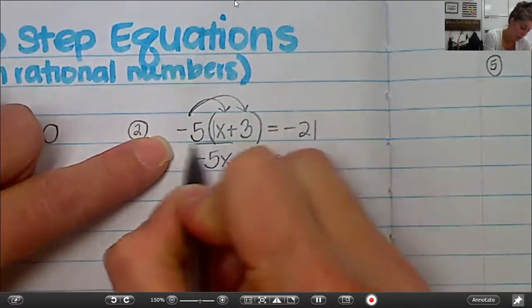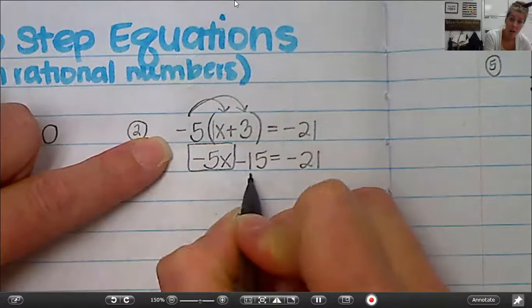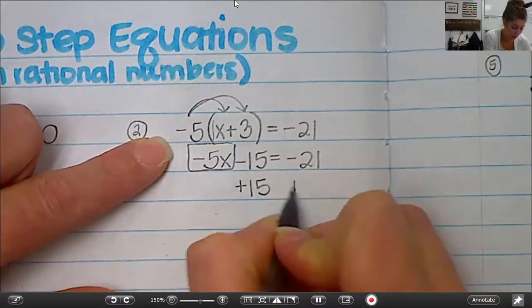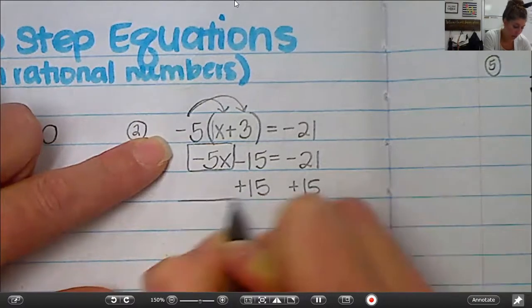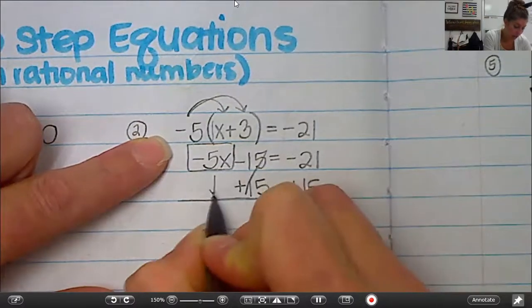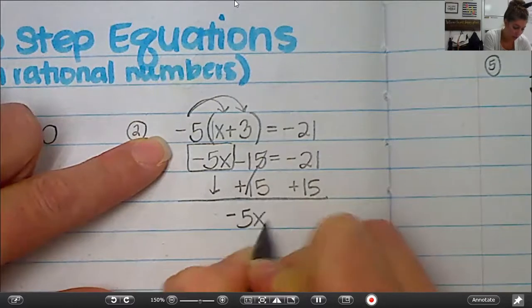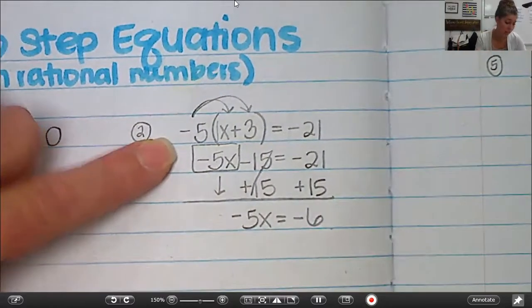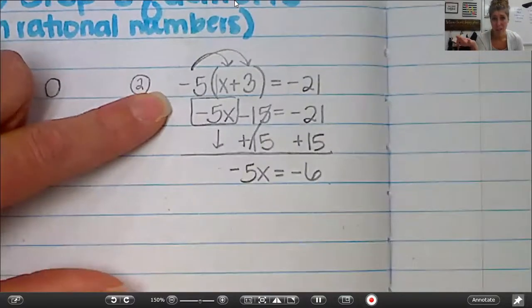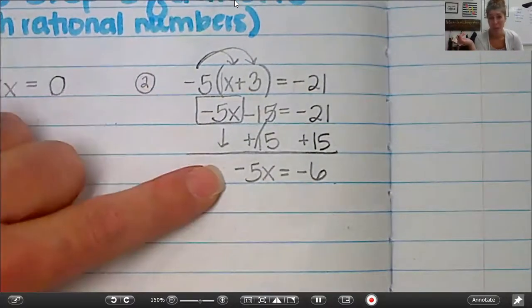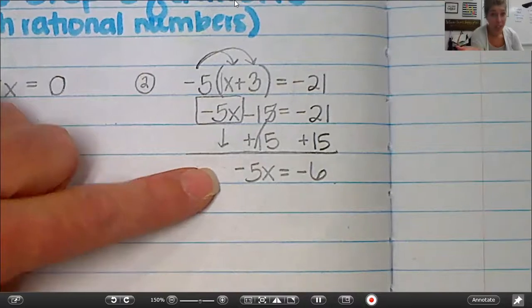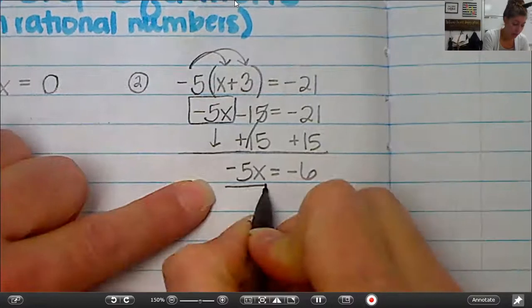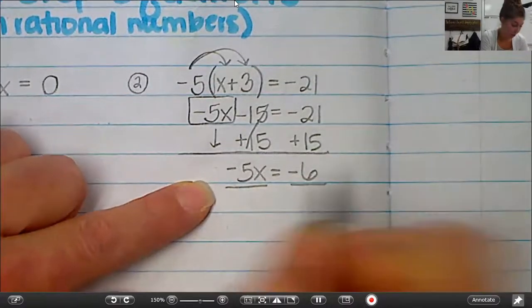Box the variable in its closest operation. I'm going to undo what's outside of the box first. Bring down my -5x. And -5x equals -6. You're already probably getting a little nervous because those don't seem like pretty numbers. And this one's not a whole number answer, so don't be nervous. We're going to divide by -5.